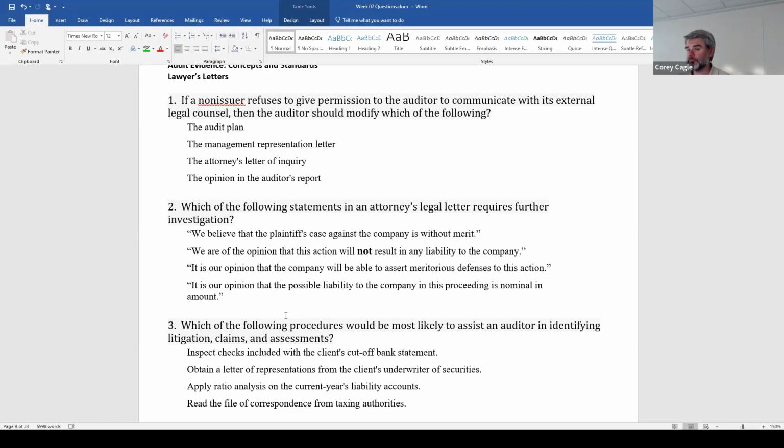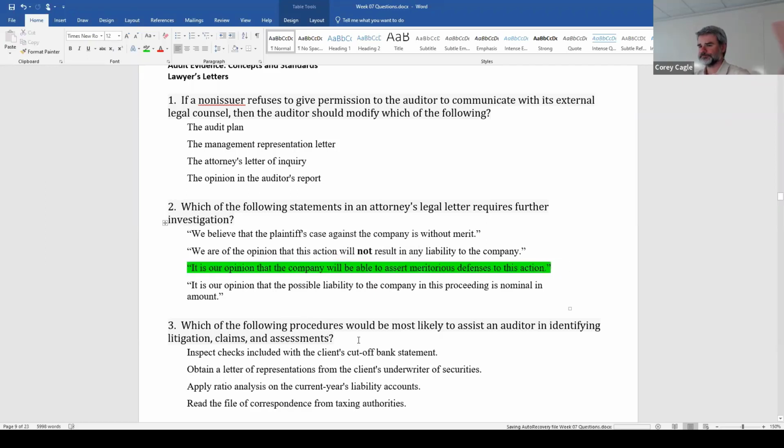We're cool with that. C says, it is our opinion that the company will be able to assert meritorious defenses to this action. What the heck does that mean? All right, that's telling us nothing, right? What is a meritorious defense? All right, so this is too vague for us to like. We need more clarity than C. So C is the one that we would have to go back and say, can you tell us something a little more useful?